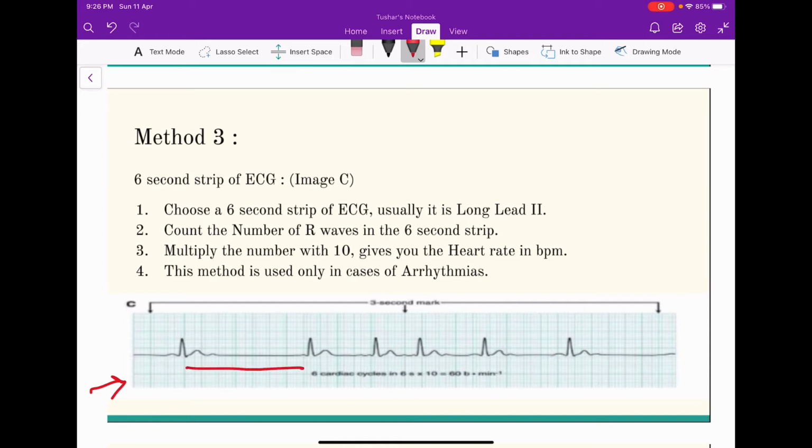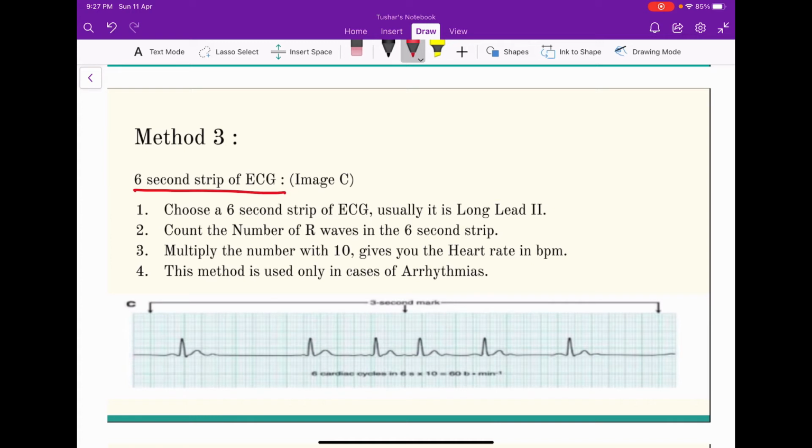Here you can see the QRS complex is coming at quite a later time than what you see between these two QRS complexes. So in such situations, how will we calculate the heart rate when the rhythm is not regular? This method is used only in cases of arrhythmia. This method is not used when the rhythm is regular and there is no abnormality noted in the rhythm. This is called the 6-second strip method of calculating the heart rate of the ECG.